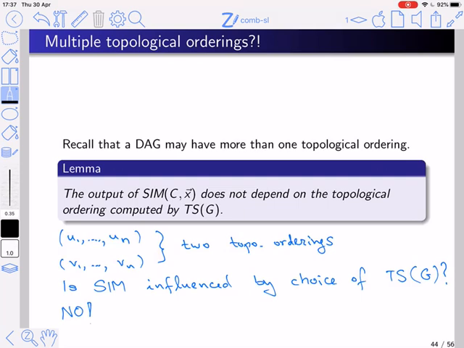You may ask, what happens if I run the simulation algorithm and I have some freedom in the first line where I compute the topological sorting? Maybe my directed graph has more than one topological sorting. So let u1 up to un denote one topological sorting of the vertices, and v1 up to vn denote another topological sorting. Now the question is, is the simulation algorithm influenced by the choice of the topological sorting? Will it output different things if you use the first topological sorting or the second? And of course, you wouldn't want it to be influenced by the choice of the sorting, and we need to prove it.